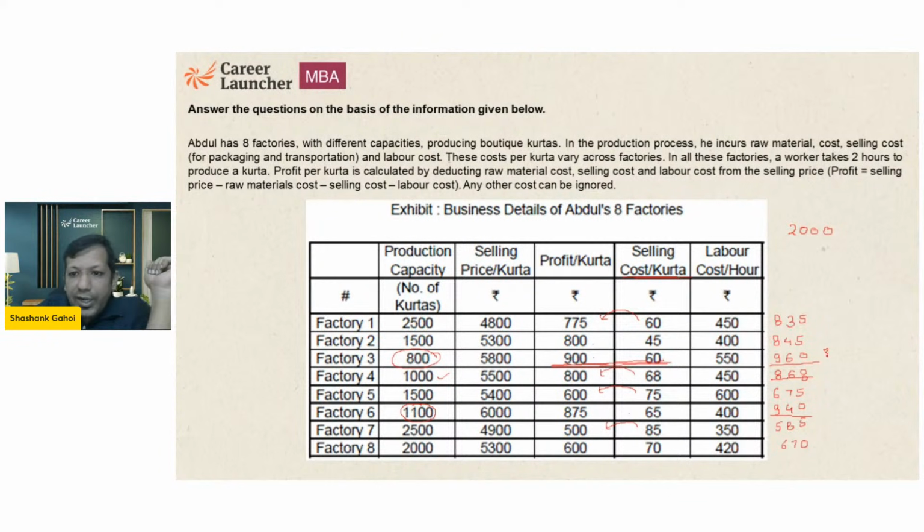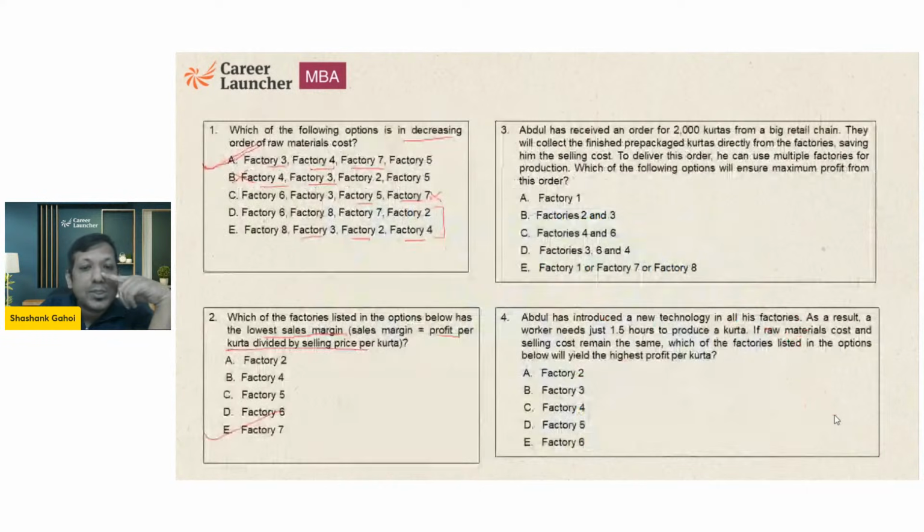So factory 3, factory 4, and factory 6, there are 3 factories that are going to be used. That is going to be 3, 6, and 4. That is option D. I hope everyone is clear with this.